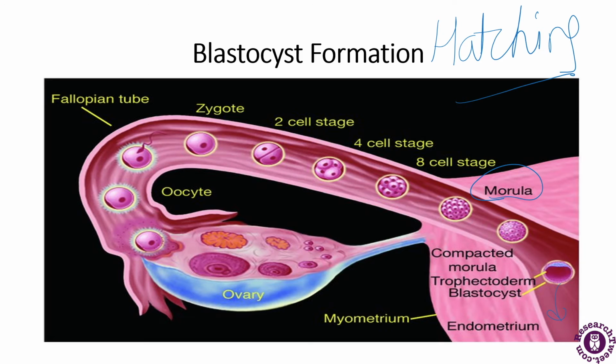So the blastocyst adheres to the endometrial walls of the uterus, and this process of attachment of the blastocyst to the uterine wall, what is it known as? It is known as implantation. So this process is known as implantation.